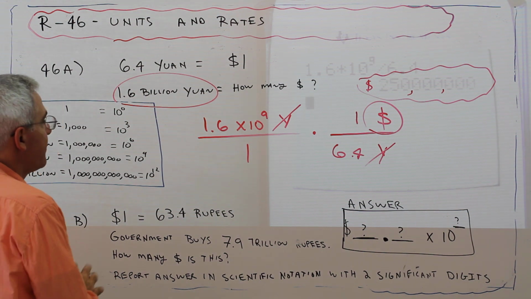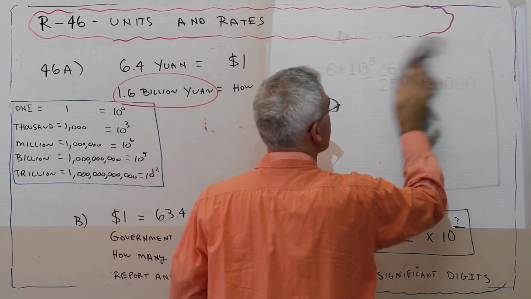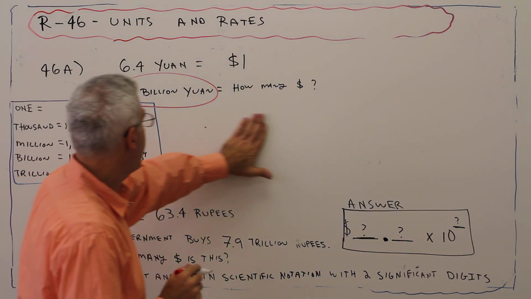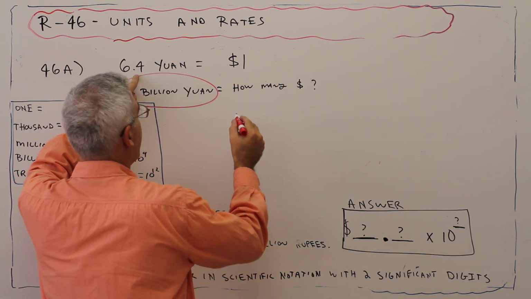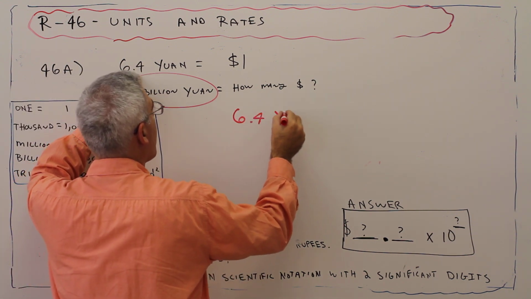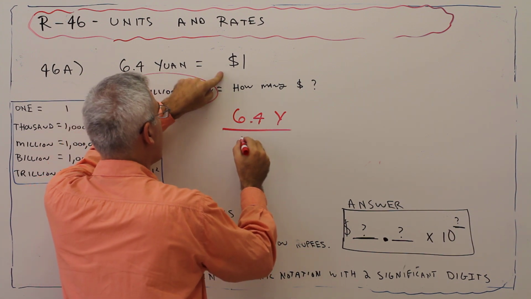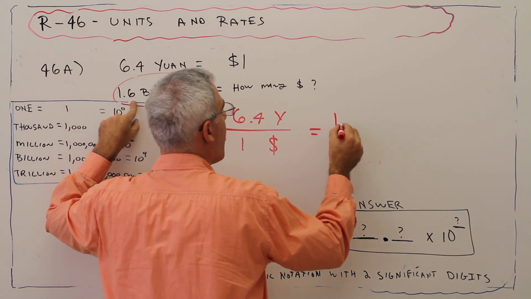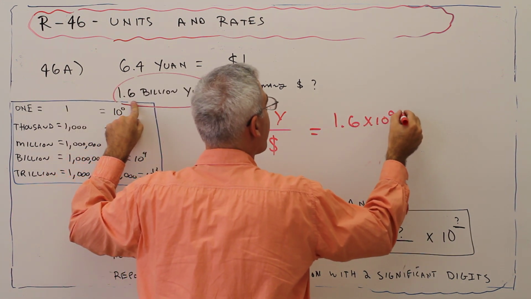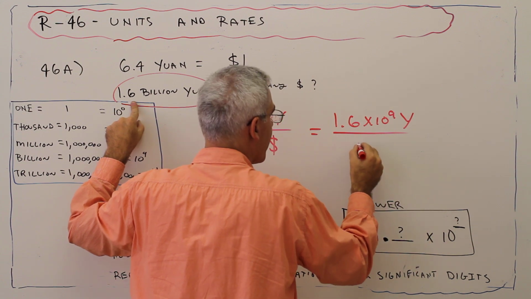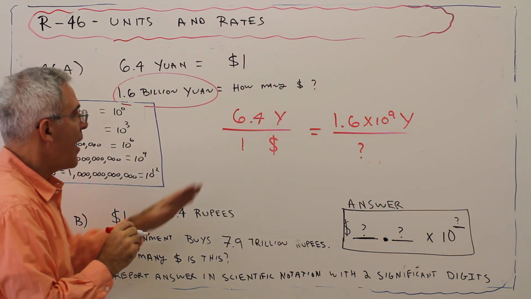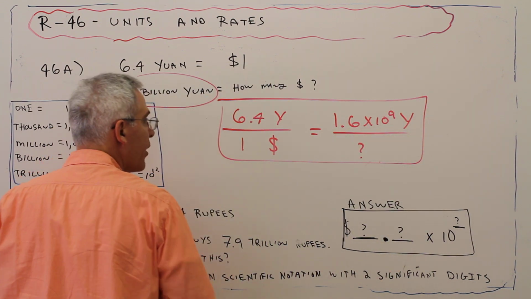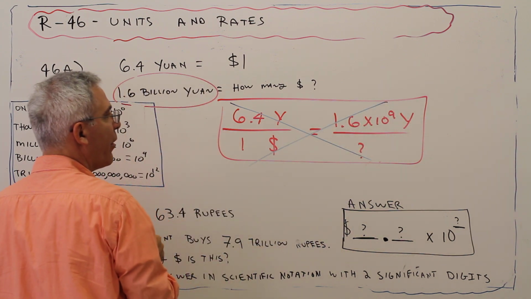All right, the second method involves using ratios. I'll show you that. Let's get this down. I could make a ratio like this. I could say 6.4 yuan per 1 US dollar equals 1.6 times 10 to the ninth yuan over question mark dollars. And whenever I've got a fraction equals a fraction, that is called a proportion, and I can simply cross multiply.